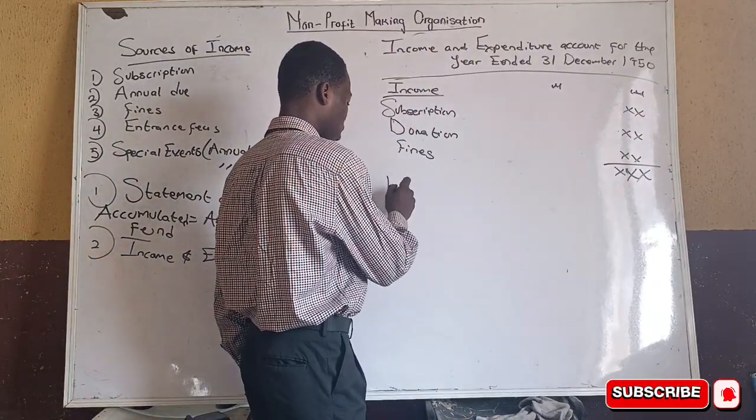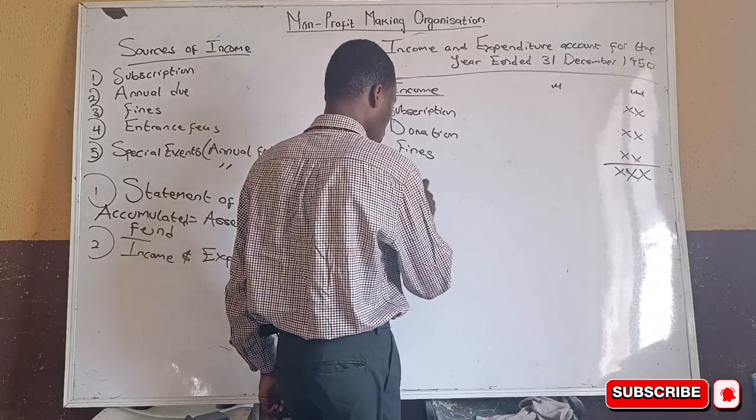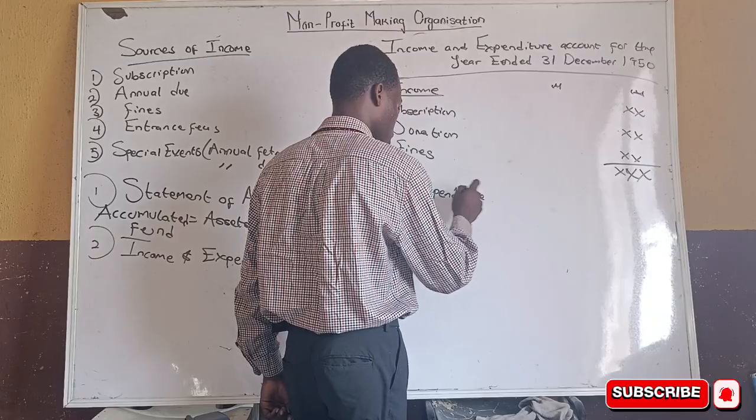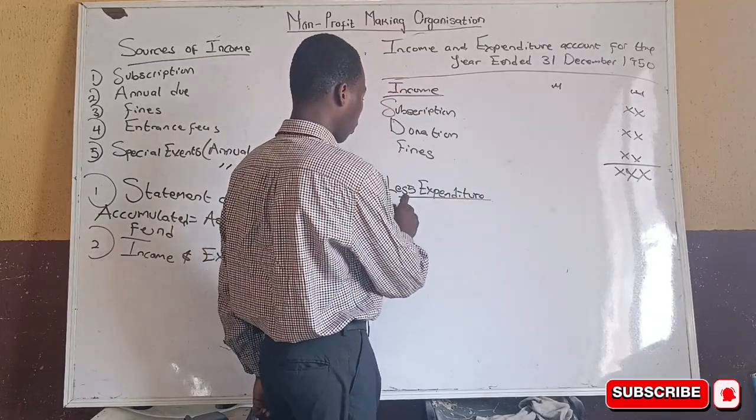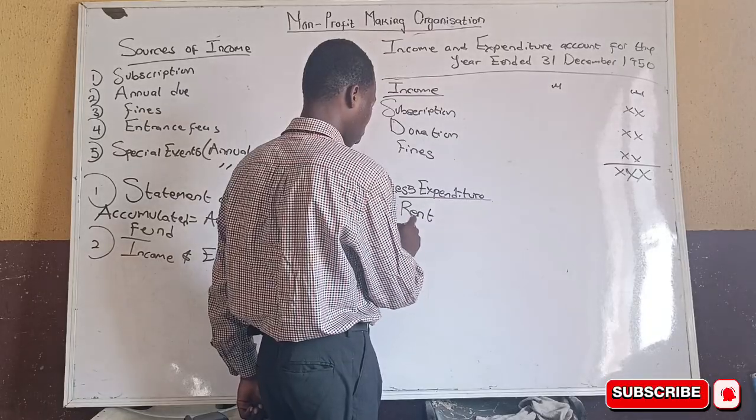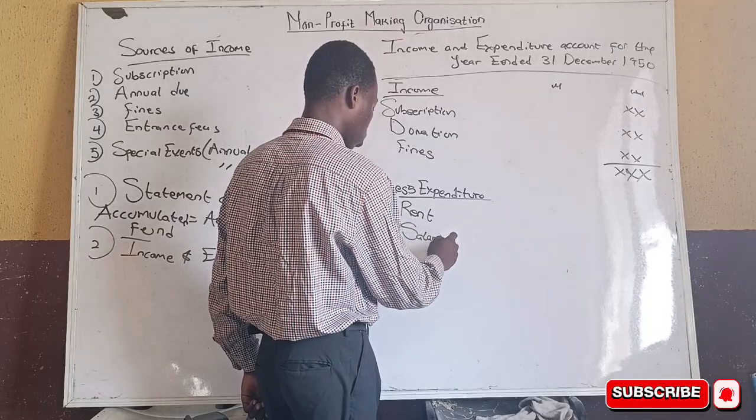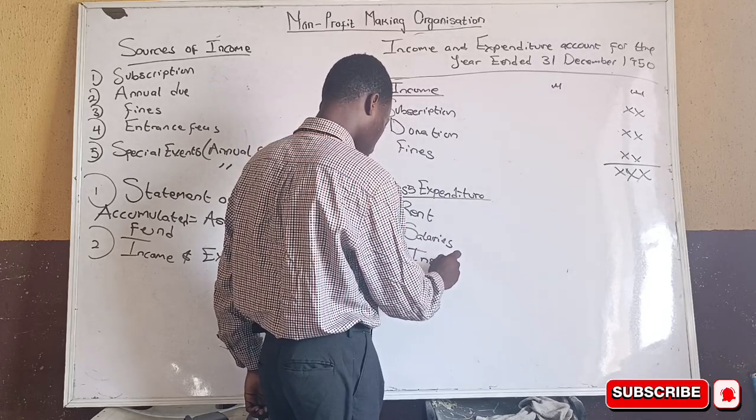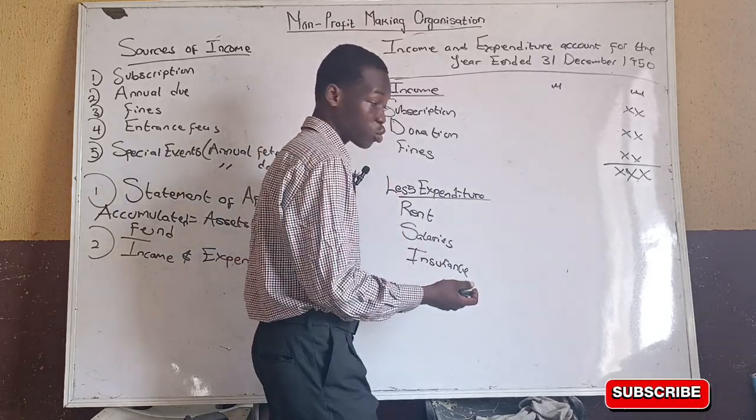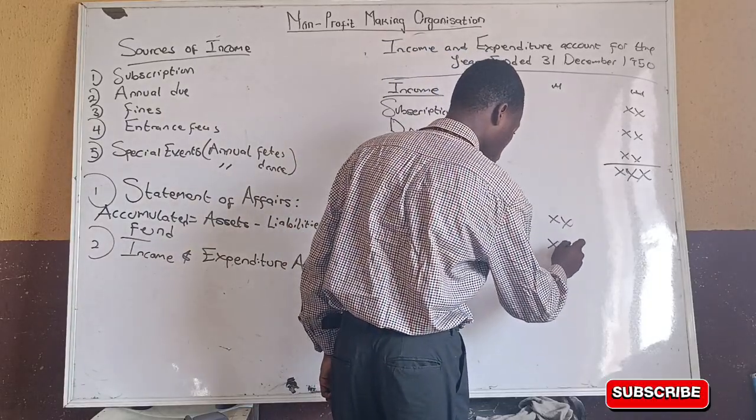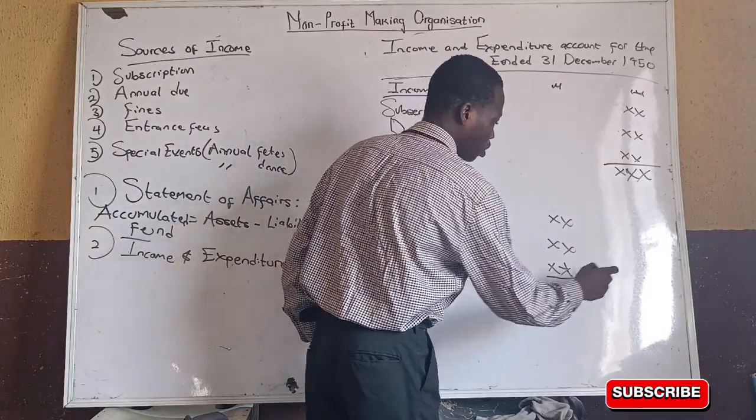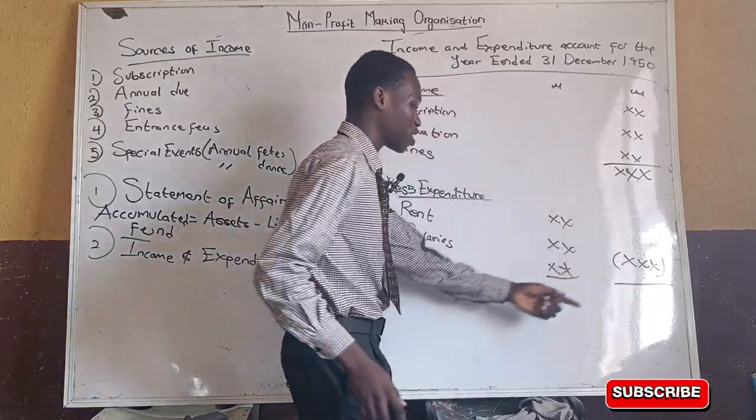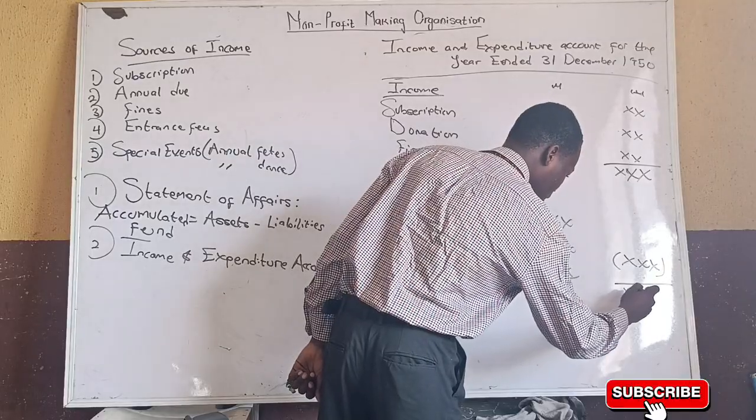After that, you are going to less your expenditure. For the expenditure, sometimes you may pay for rent. So you have rent, you have salaries, you have insurance, and so on like that. You are going to add everything up. When you add everything up, you are taking it to this side also. Then you less it. So when you are subtracting, I said it earlier, just put the amount inside brackets.